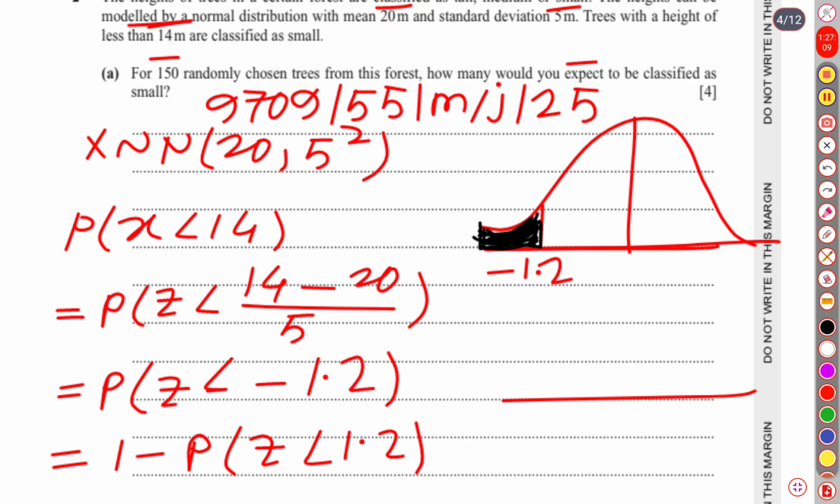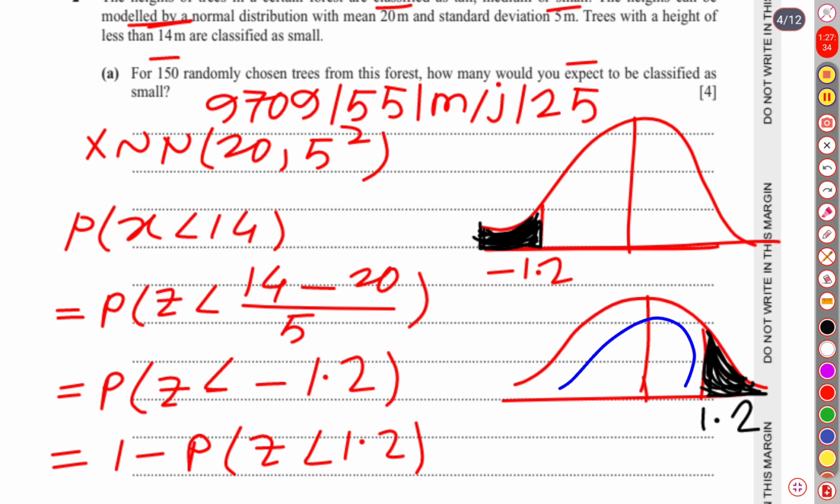If I show you through another figure, it is something like this. We require the small part, this part. For this small part, the z score is 1.2. Then from the whole, we subtract the left part, this part, which is to be subtracted from the whole of the probability. So we will find the corresponding probability when our z score is 1.2.